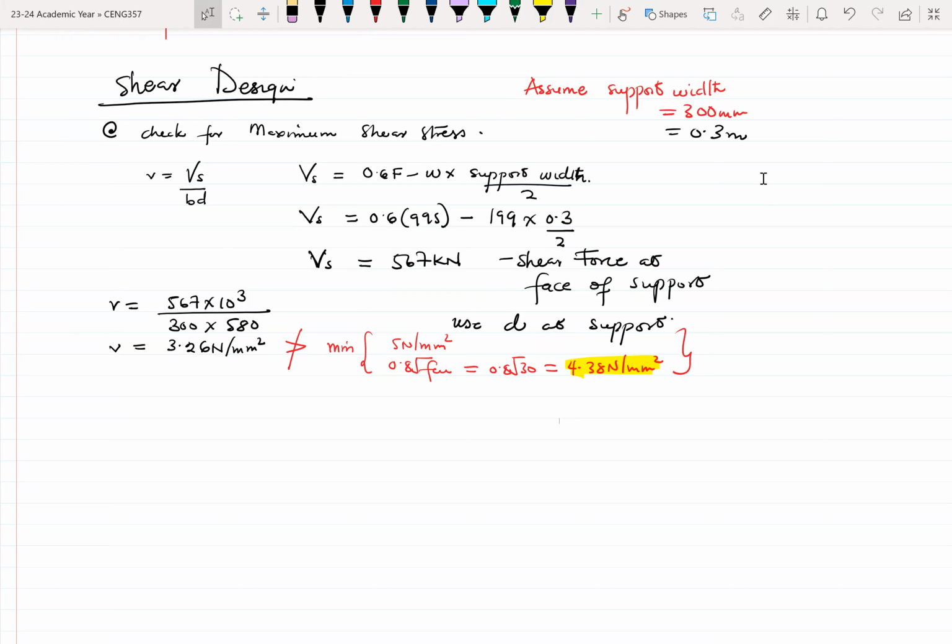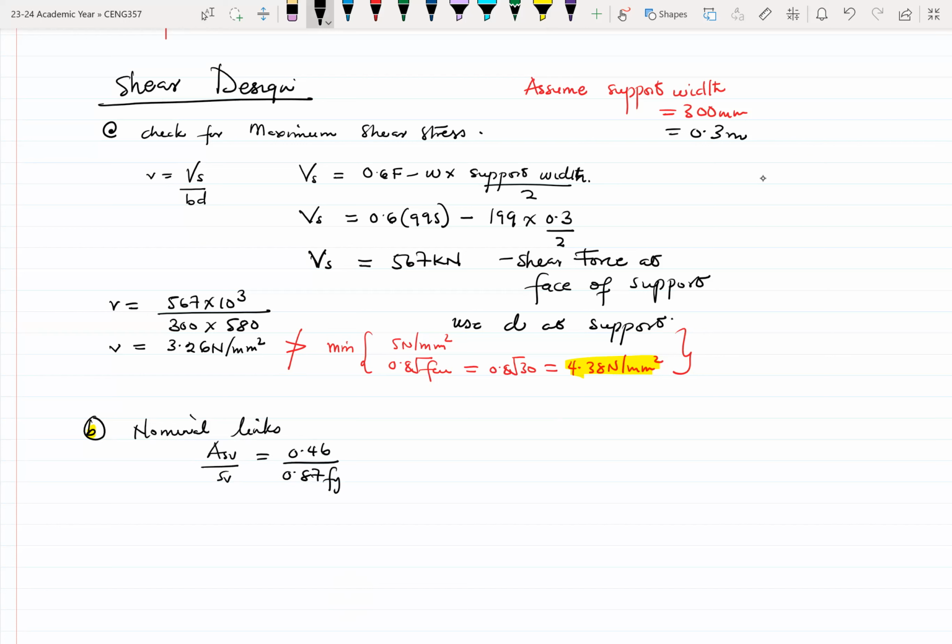So normally we would end up providing nominal links anyways. Okay, so let me just go ahead and do that. So for nominal links, I'm jumping a few steps, all right? But for nominal links, we need to find ASV over SV, where ASV is the area of the shear links, and the SV is the spacing of the shear links.